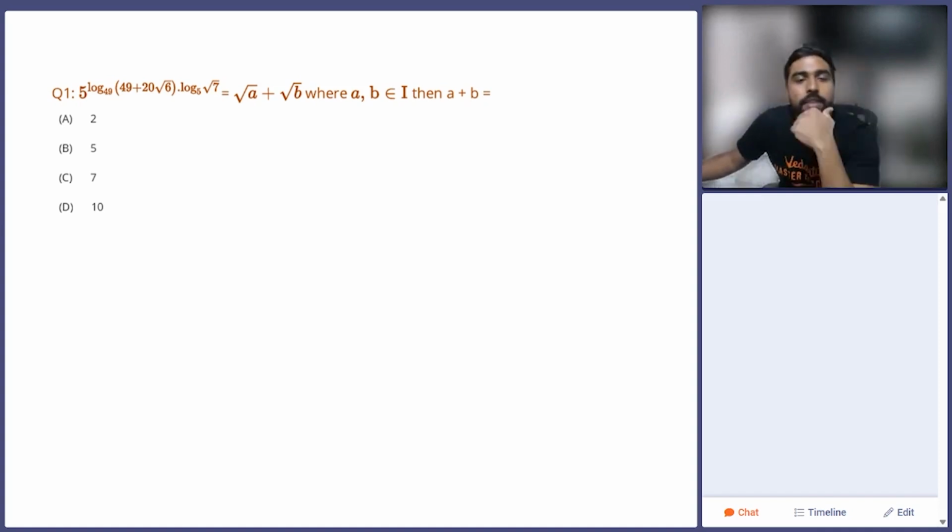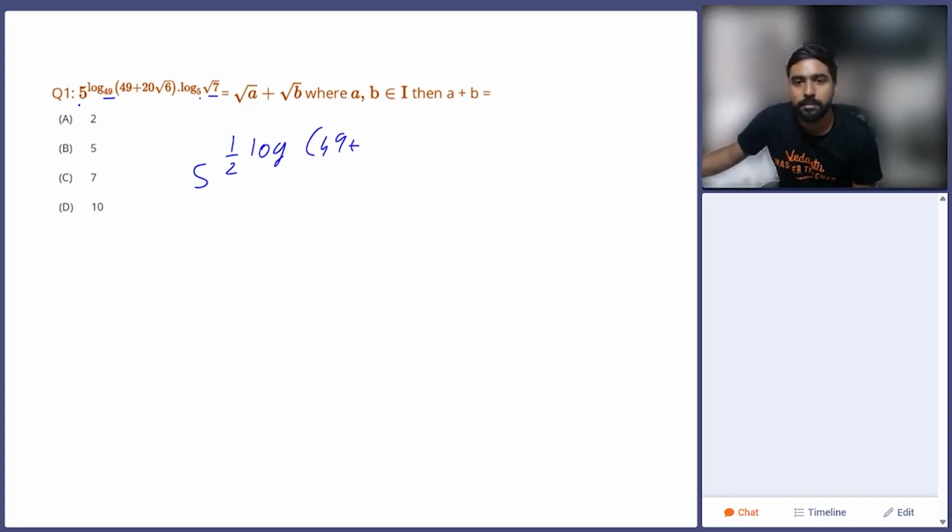What do we have over here? We have 5 power log of 49 to the base 49 plus 20 root 6, into log root 7 to the base 5. First of all, I can see there's a 49 and there's a root 7 over here. And along with this, there's a 5 which is better suited for the 5 power present outside as well. So I can write this as 5 power. Let me take 49 as 7 square. That 2 I will take outside, it will come in the denominator. Log of 49 plus 20 root 6 to the base 7.